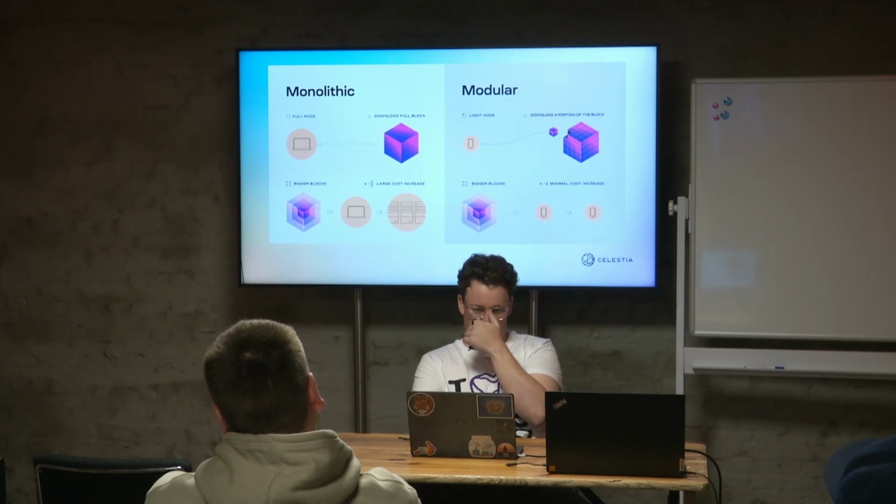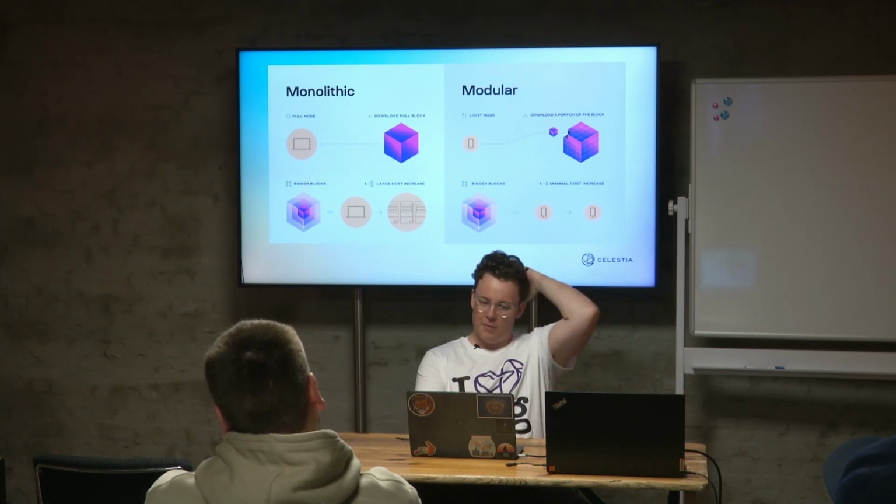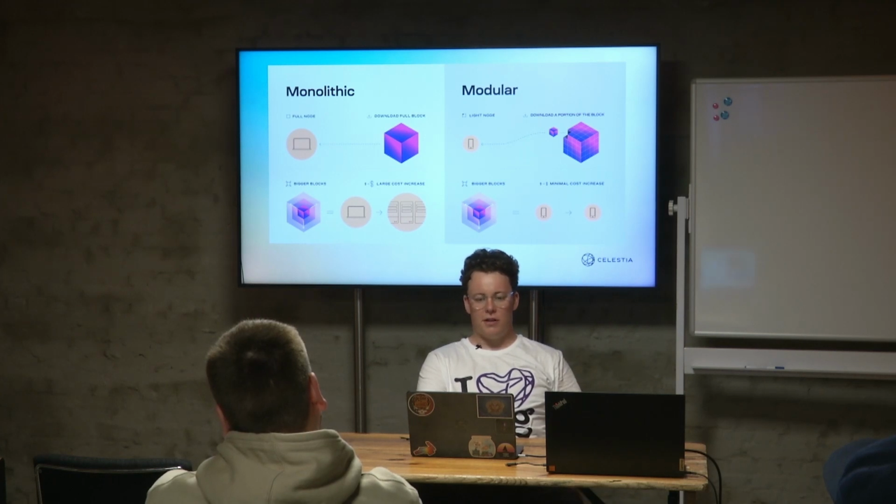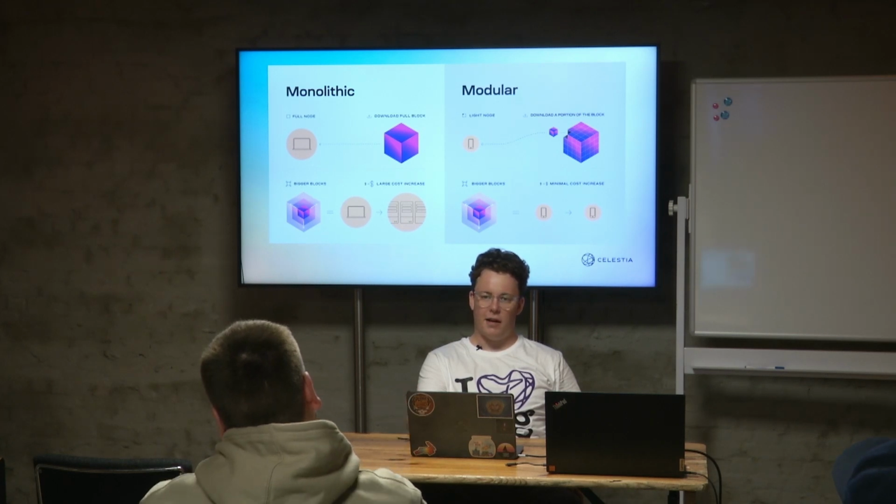So I think this is pretty much the same thing, but I really want to hammer in that basically, if we wanted bigger blocks in a traditional monolithic blockchain, we're going to have a really large cost increase to do that. Whereas in the modular world, we're able to download a small portion of the block, and basically the more people that are doing that, the more block space we can have as a chain.